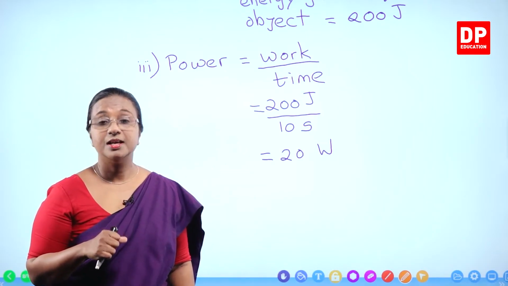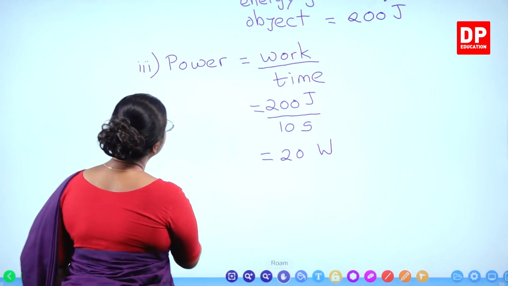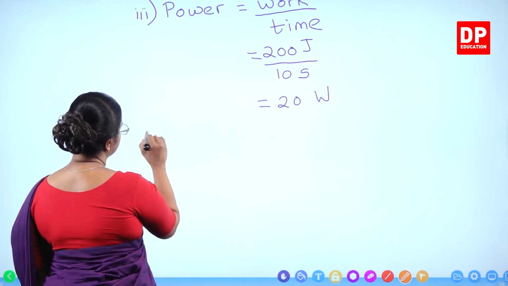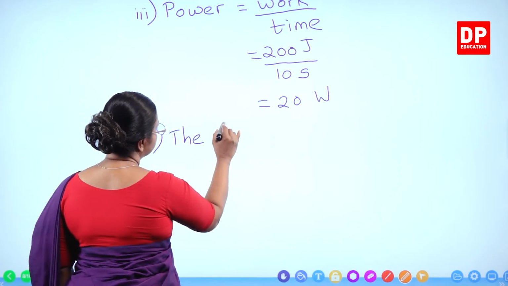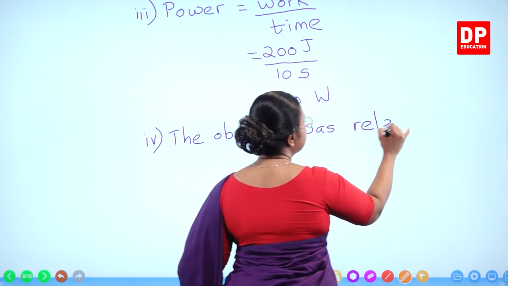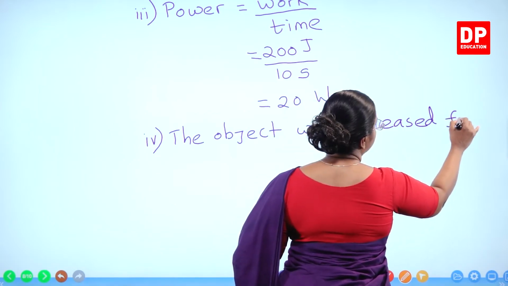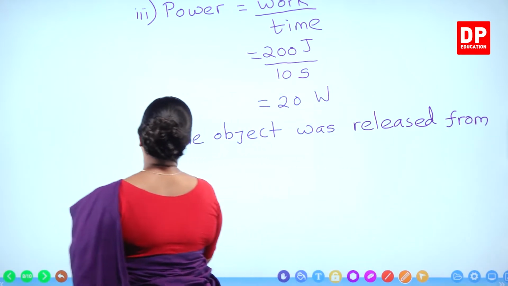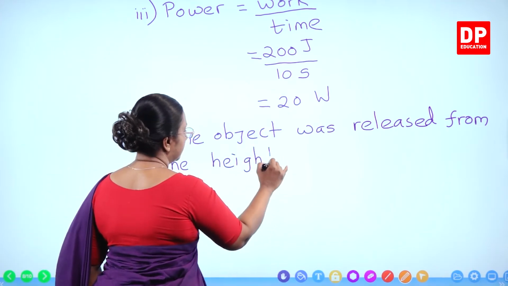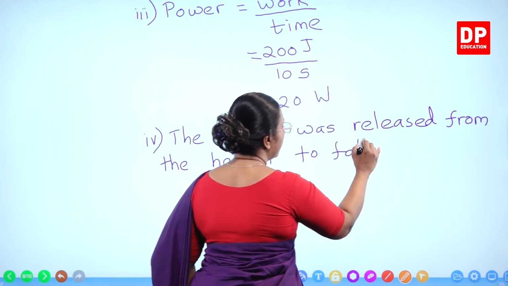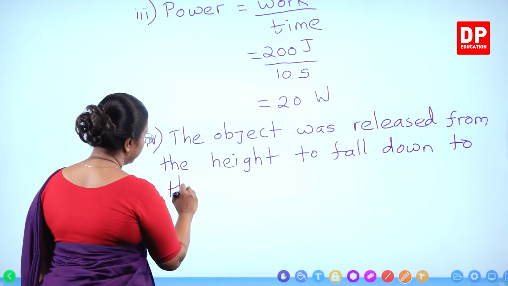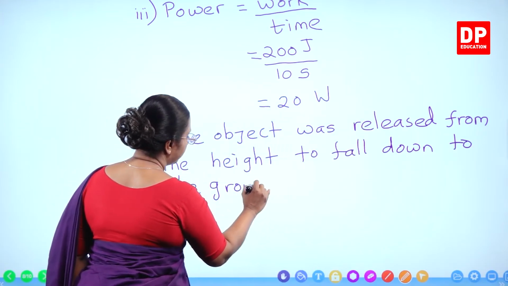What is missing there? Kinetic energy. How can that be related here? Let's say the fourth one. The object was released from the height to fall down to the ground.